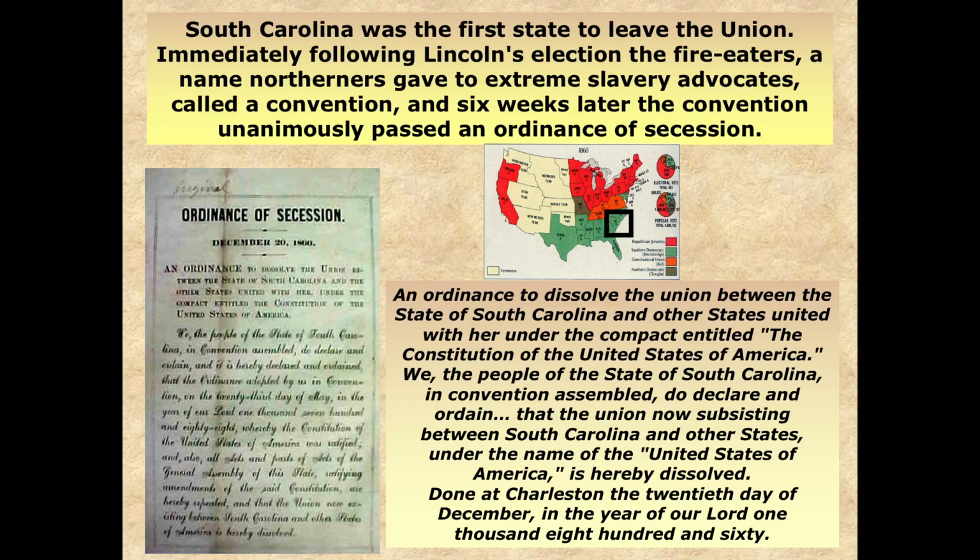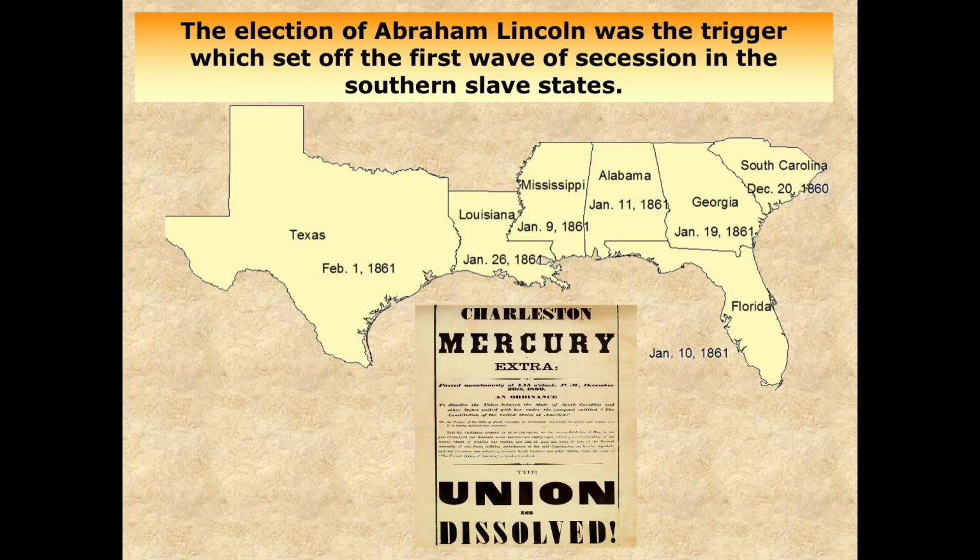So South Carolina is breaking away at first, and then 6 other states are going to follow to make up the original 7 of the Confederacy. Joining South Carolina are going to be Georgia, Florida, Alabama, Mississippi, Louisiana, and Texas. So those are your original 7.